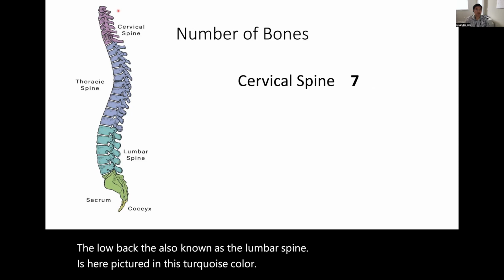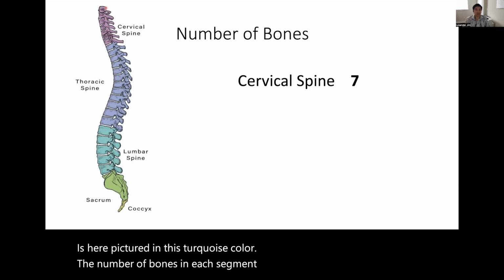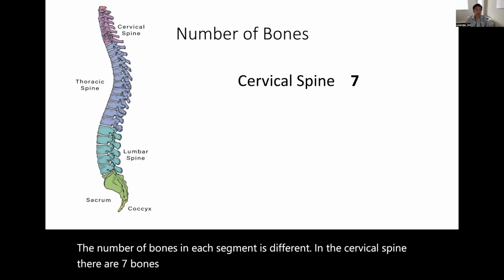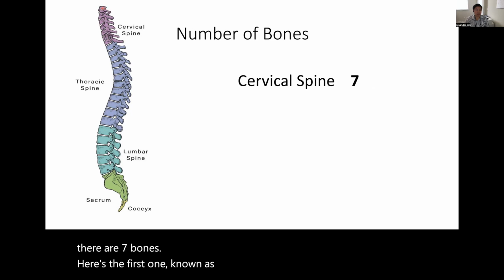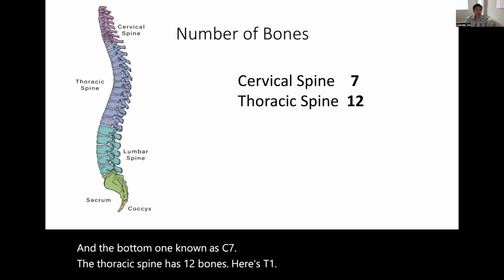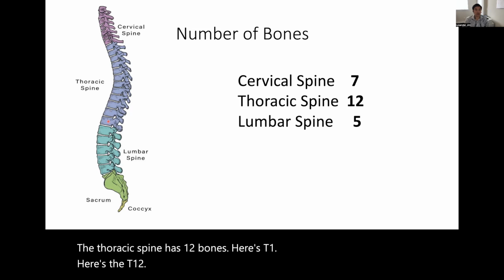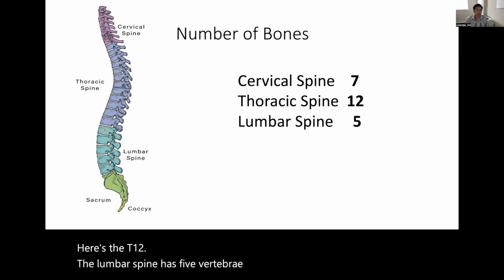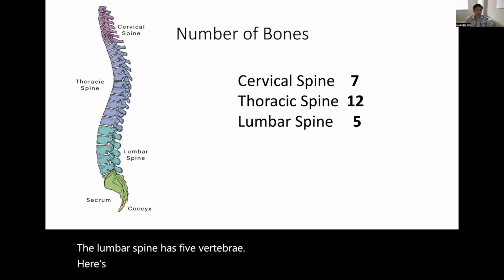The number of bones in each segment is different. In the cervical spine, there are 7 bones. Here's the first one known as C1, and the bottom one known as C7. The thoracic spine has 12 bones. Here's T1, here's T12. The lumbar spine has 5 vertebrae. Here's L1, and here's L5.